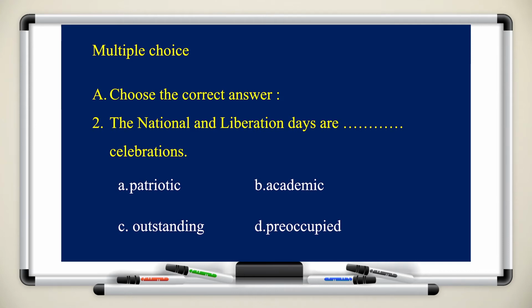For the second sentence, the National and Liberation Days are blank celebrations. Let's read the answers together. A. Patriotic. B. Academic. C. Outstanding. D. Preoccupied. Try to remember the meaning of these words that we discussed in previous episodes. The answer is patriotic. So, the National and Liberation Days are patriotic celebrations.